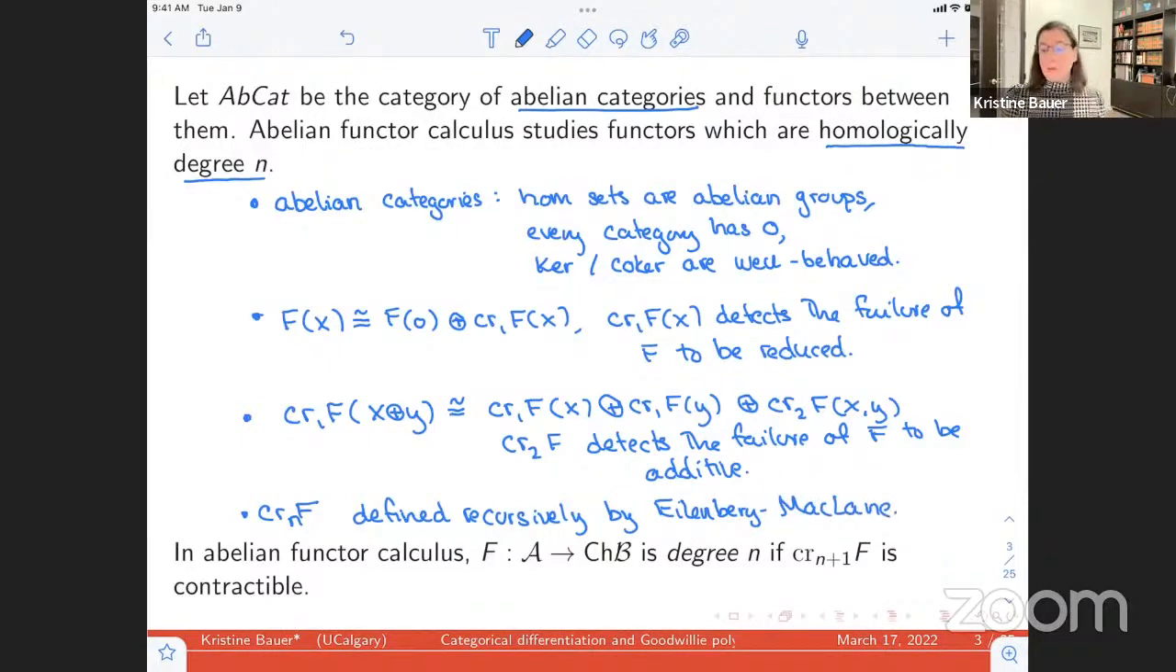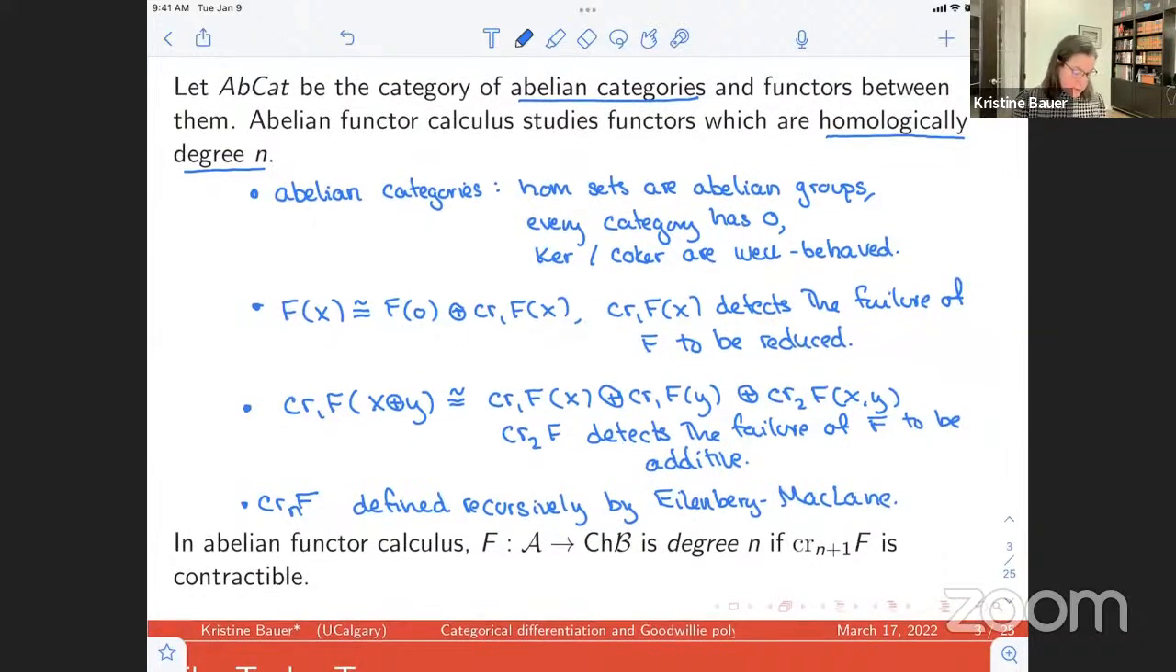So in this conference, I feel that one has to introduce himself again in terms of what kind of polynomial functor are you? So my polynomial functors are polynomial functors which are homologically degree n, meaning that in abelian functor calculus, a functor is degree n if its n plus first cross effect is not necessarily equal to 0, but contractible. So here I'm imagining that I have a functor that takes values in chain complexes, and I will force many of my functors to take values in chain complexes. So this notion of being contractible is the same thing as being pointwise chain homotopic to 0.